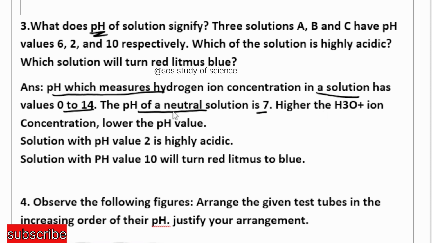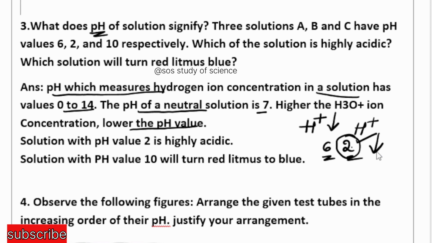Higher the hydronium ion concentration, lower the pH value. That means if H plus ions are more, then the pH value will be lower. For example, I have a solution with the pH value 6 and a solution with pH value 2. When I compare these two solutions, my dear students, both are acid, but which is more acidic? pH with the value 2 is more acidic. So that is what I am telling here. Higher the hydronium ion concentration, here more H plus ions are there, so its pH value is lower. So that is what this question is all about.